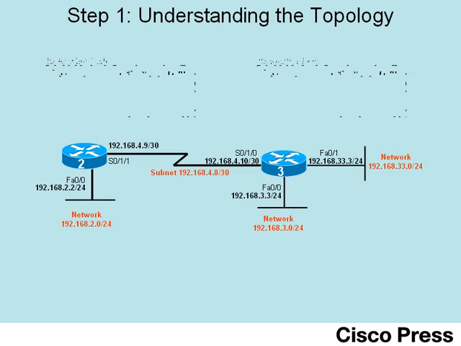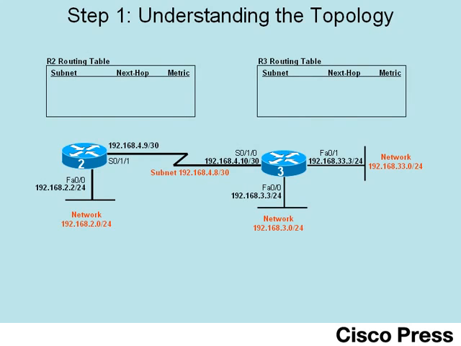Next, let's take a look at the routing tables on R2 and R3. R3 is connected to network 192.168.3.0 without any subnetting, so R3 has a connected route that you see there to reach that subnet. Once R3 advertises that route to Router 2, Router 2 will also have a route to reach that network with next hop address 192.168.4.10, which is R3's serial link IP address.